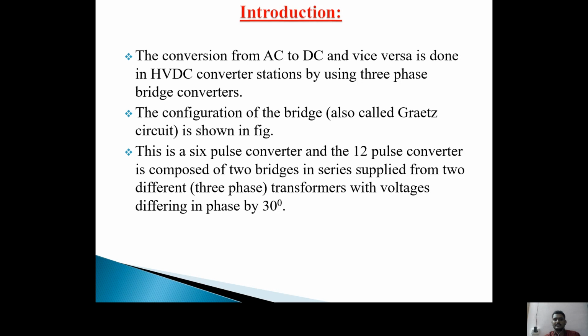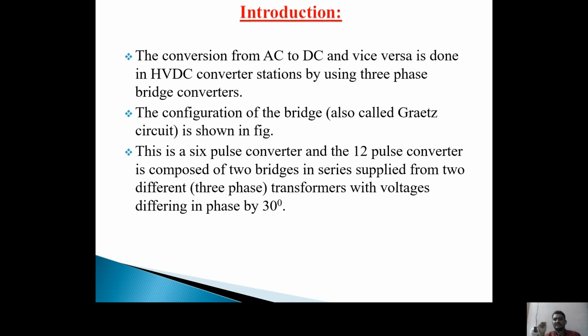The conversion from AC to DC and vice versa is done in HVDC converter stations by using three-phase bridge converters. The configuration of the bridge is shown in the figure. It is also known as the Graetz bridge. This is very important. Based on this Graetz circuit, we have to analyze the 3 pulse, 6 pulse, and 12 pulse bridges.